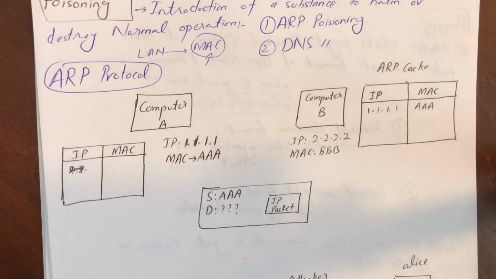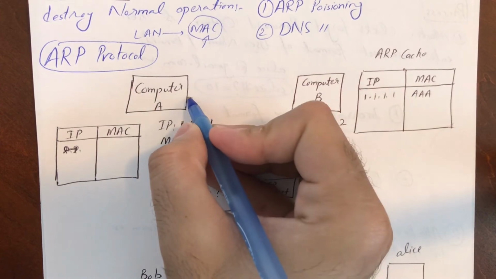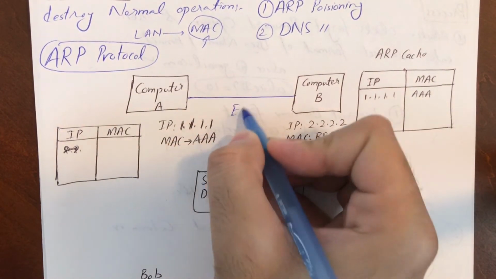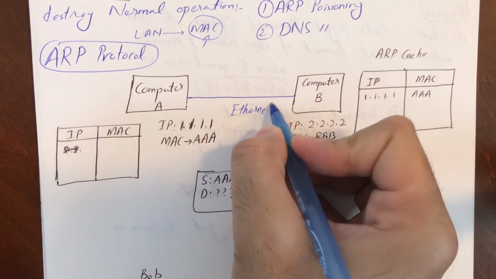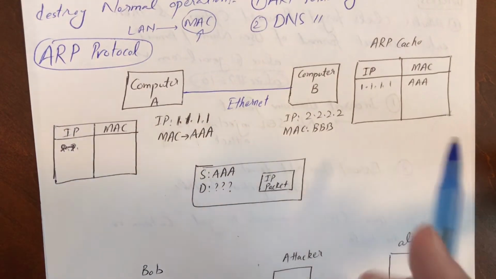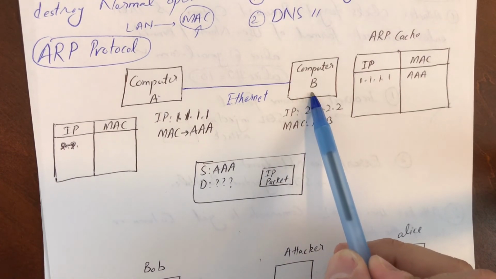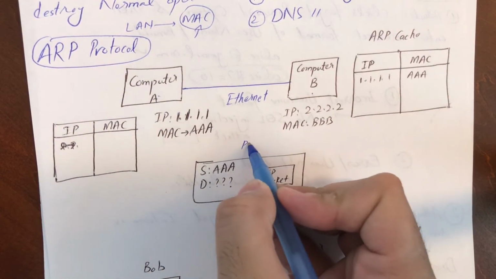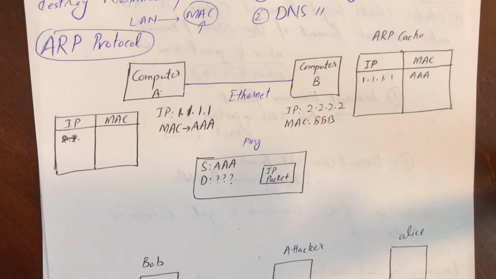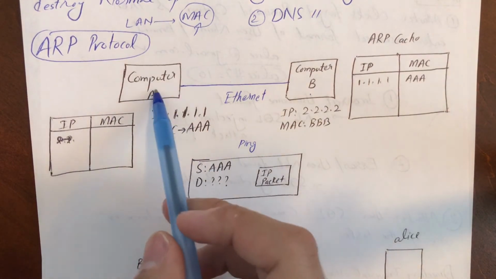In the ARP protocol, let's say, for example, I have two computers in a network, computer A and computer B, connected by Ethernet. Now computer A wants to send a packet to computer B, let's say a ping packet. Since both of these devices are connected over the same local area network, they need to know the MAC address of each other.